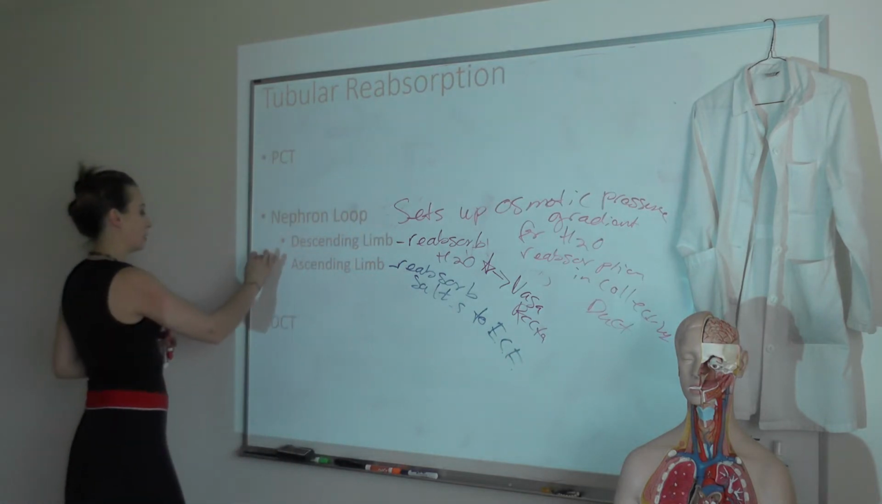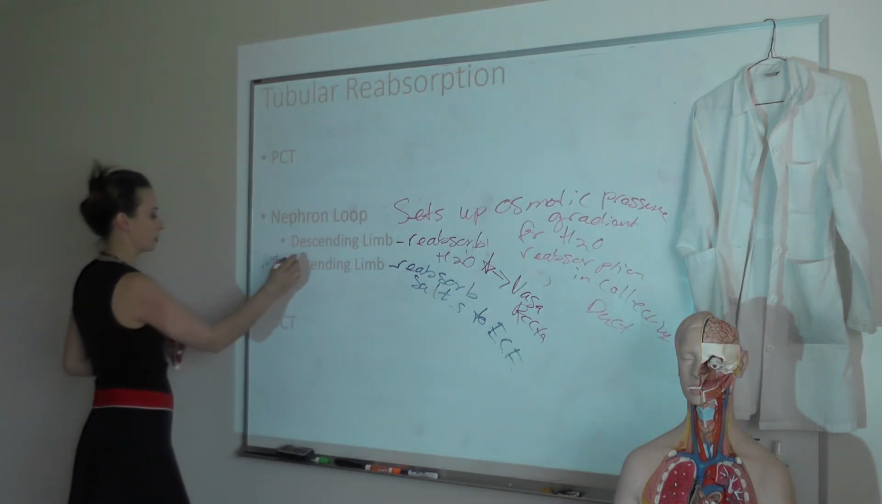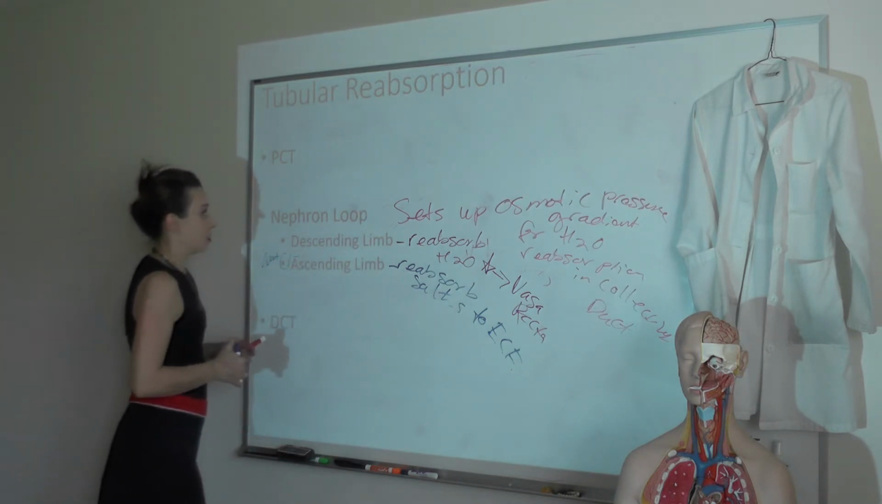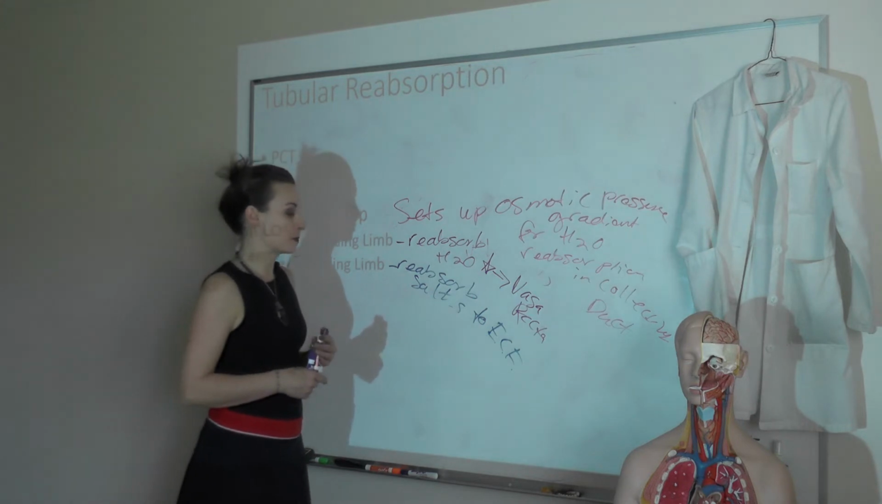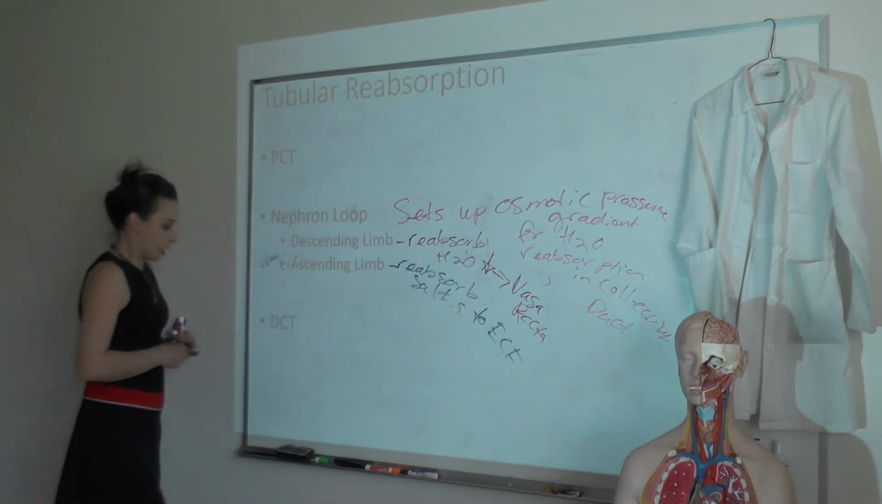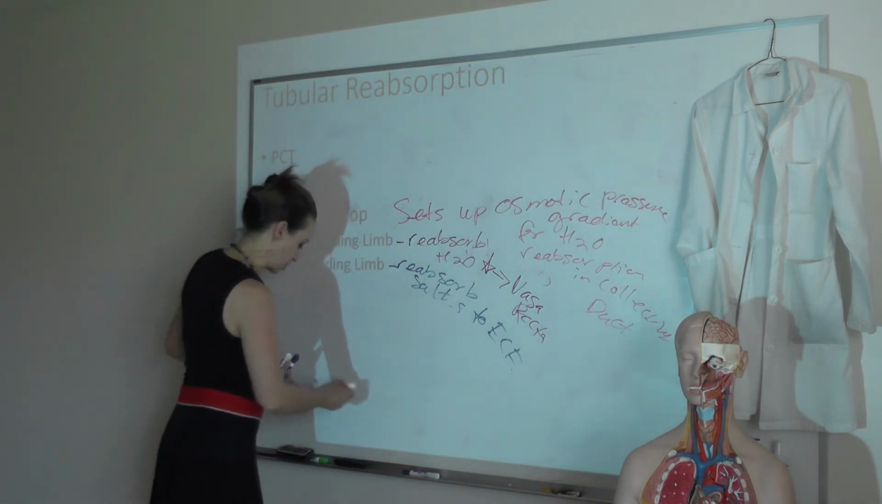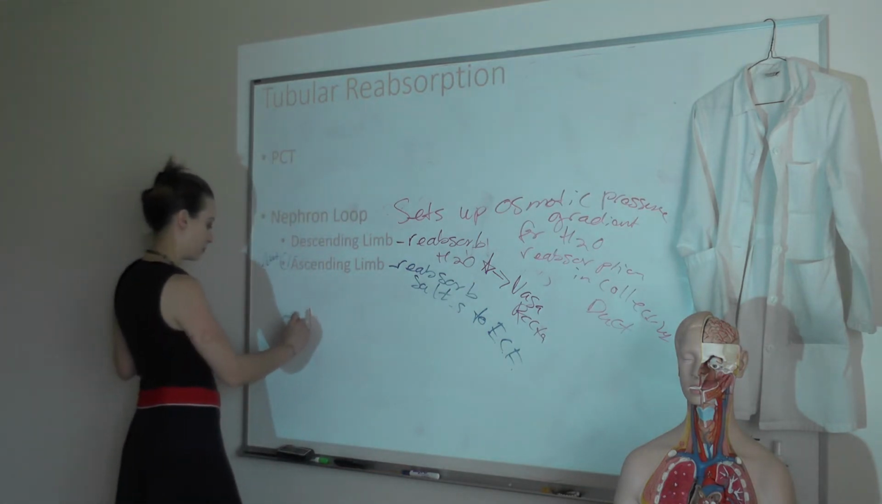And so primarily sodium chloride, but we can also pump potassium out to the interstitial fluid as well, which would be reabsorption. And then when we get to the distal convoluted tubule, we'll just say that our reabsorption is under hormonal control.